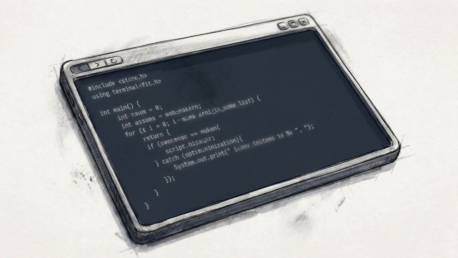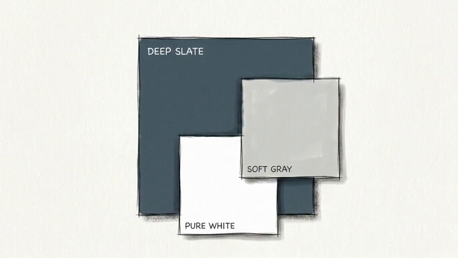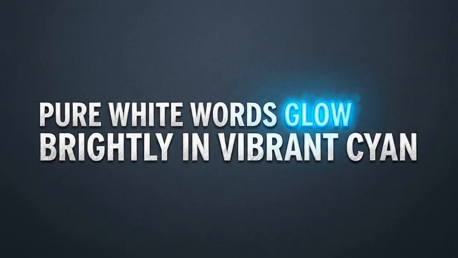Now we move to Phase 3 and configure our AI agent prompt. We define a set of immutable design rules that the AI is required to follow. We start with the color palette. The prompt mandates deep slate backgrounds and vibrant cyan accents specifically for highlighted text.